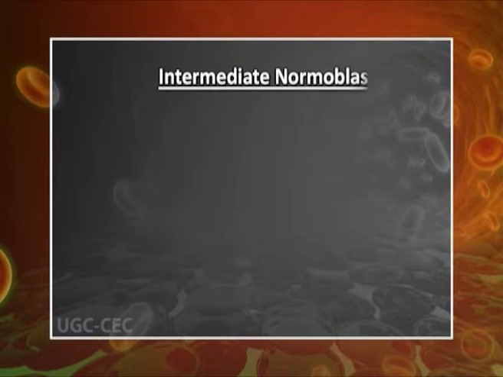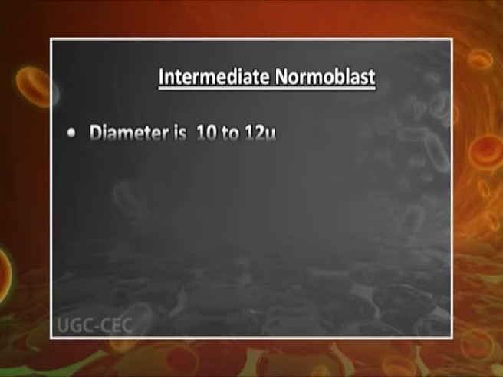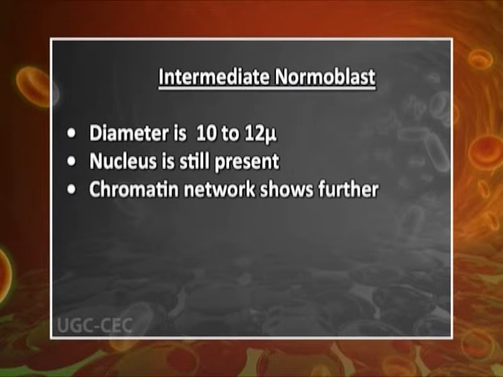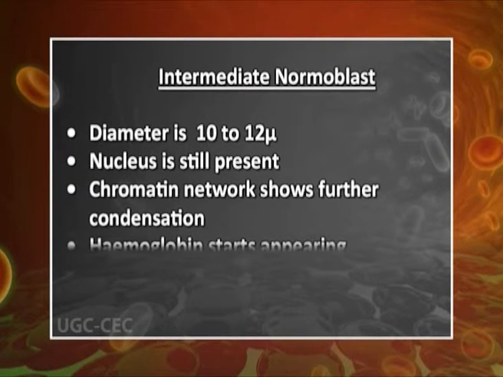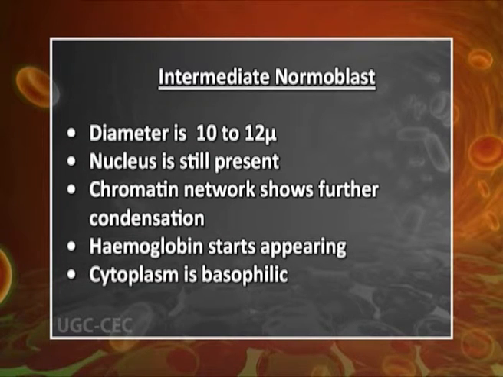This cell develops into intermediate normoblast. It's the third stage. This cell is smaller than the early normoblast, with a diameter of 10 to 12 micron. The nucleus is still present, but the chromatin network shows further condensation. Hemoglobin starts appearing. The cytoplasm is still basophilic. Because of the presence of hemoglobin, it stains with both acidic as well as basic stains. So, this cell is called polychromophilic erythroblast.